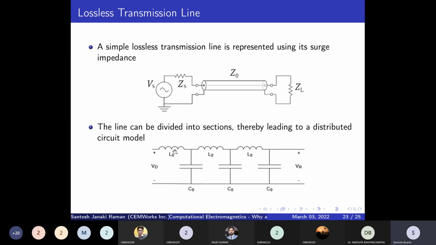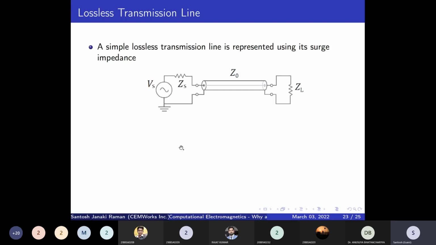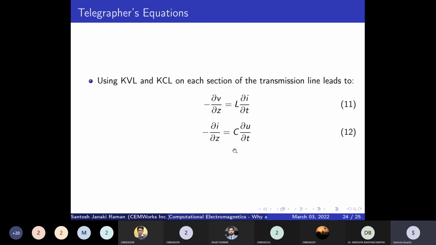And when you do a simple Kirchhoff's, I call it Kirchhoff, some people call it Kirchhoff, but I think Kirchhoff is the correct way to say it. When you use the Kirchhoff's law at each one of those sections, you eventually derive this kind of equation: dou v dou z equals minus L dou I dou t, and dou I dou z equals minus C dou v dou t.